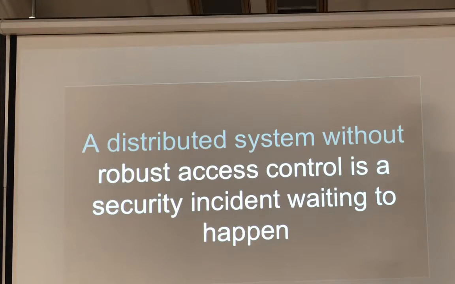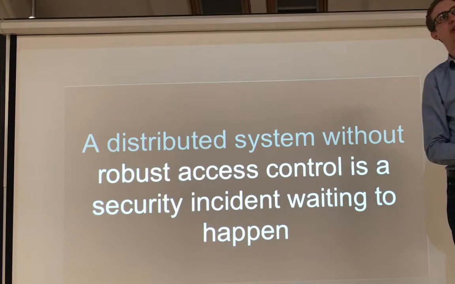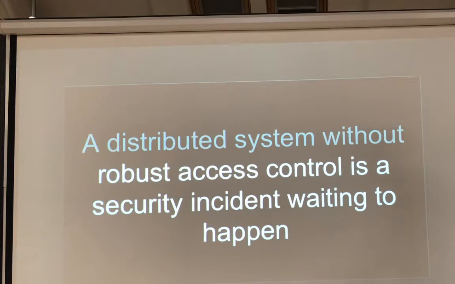A distributed system without robust access control is a security incident waiting to happen. So it's all very well having a set of microservices that communicate using a message bus, let's say Kafka. But the trouble is, if service A is allowed to send a command to service B on a Kafka topic, that implies that anything can write to that Kafka topic, and service B will happily execute that command. We don't really want that, because that command might be delete users, or it might be download all of Disney content onto my USB stick and I'm going to take it home.